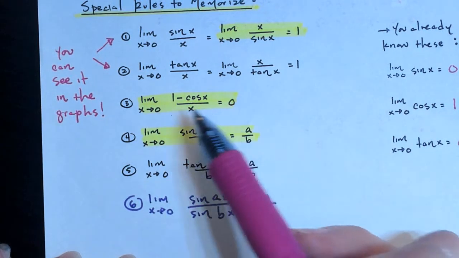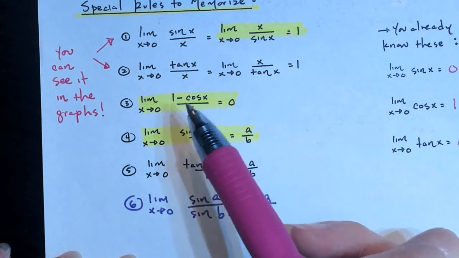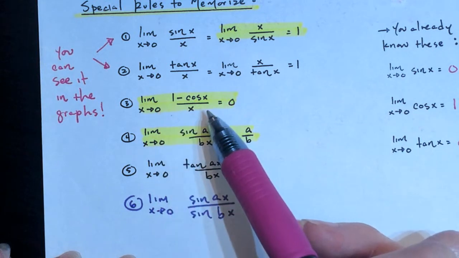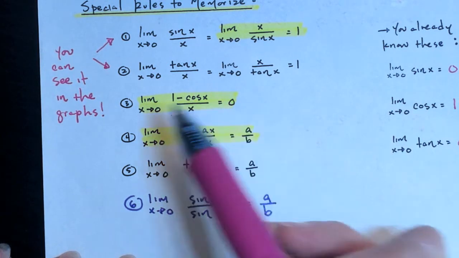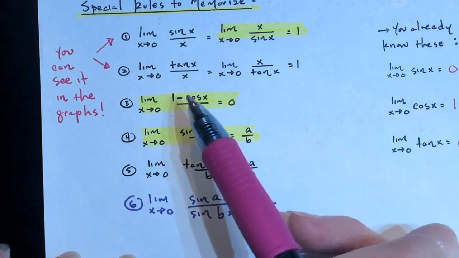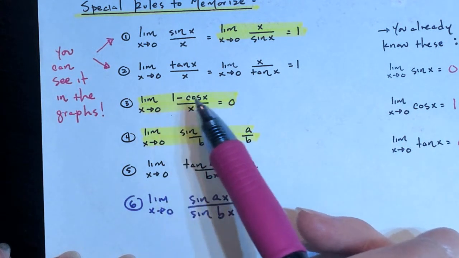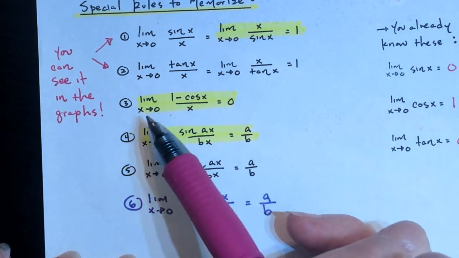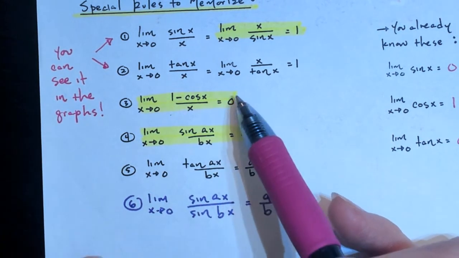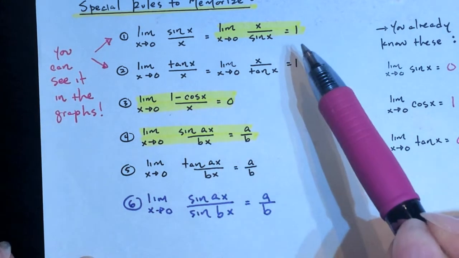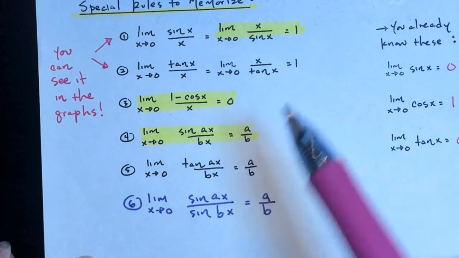This one is different. 1 minus cosine x or cosine x minus 1, those are going to give you 0. If you put it into your graphing calculator, you'll see why that's true. And if you plug in cosine of 0, it's 1. 1 minus 1 is 0 over 0. That's no good. But then if you plug it into a calculator, you get this. So it's easier if you just remember, okay?